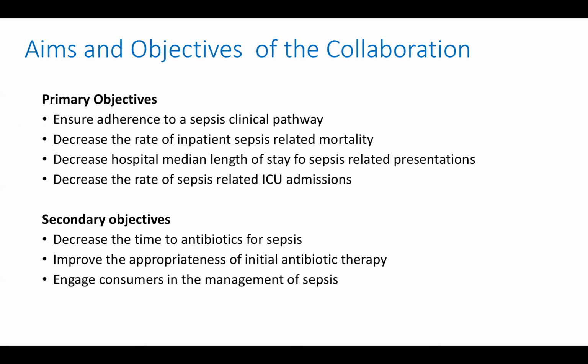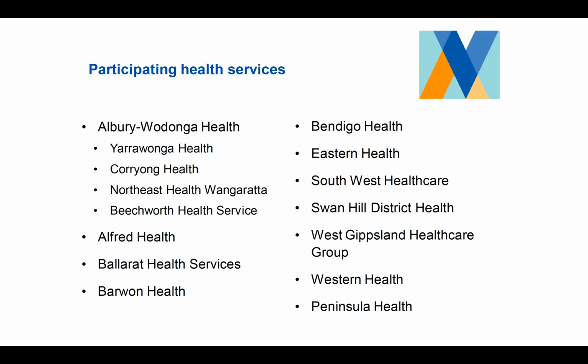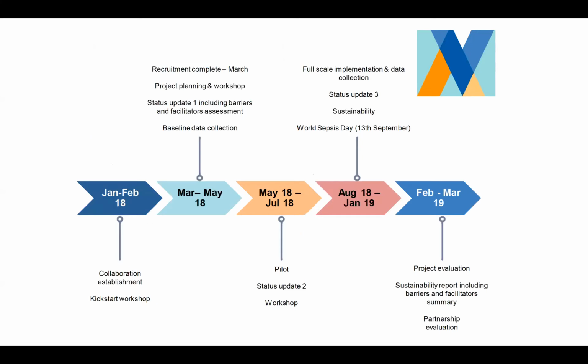So the collaboration's objectives are primarily to look at adherence to the clinical pathway, to reduce sepsis-related mortality, reduce median length of stay and sepsis-related ICU admissions, in addition to improving time to antibiotics, and improving appropriateness and engaging the consumers. This is a core element of the whole collaboration, which has been really incredible to see. These are the participating health services in Victoria: Albury-Wodonga Health, Alfred, Ballarat, Barwon, Bendigo, Eastern, Southwest, Swan Hill, Gippsland, Western and Peninsula, and I can show you some update reports from a couple of those.